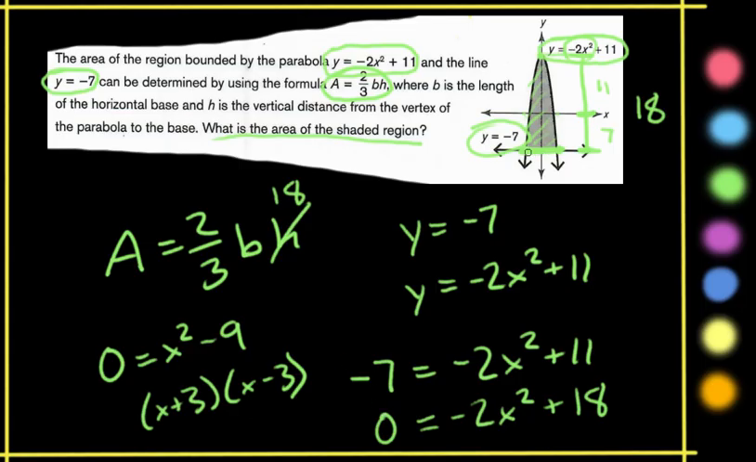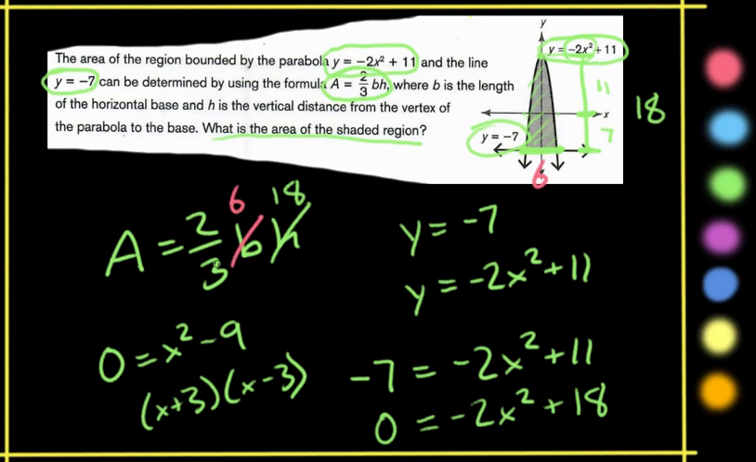So that means the distance between those 2 points is 6, right? One of them is at +3 and one of them is at -3, so the distance between the two is going to be 6. So 6 is our base. Our base is 6. We can replace this with 6.